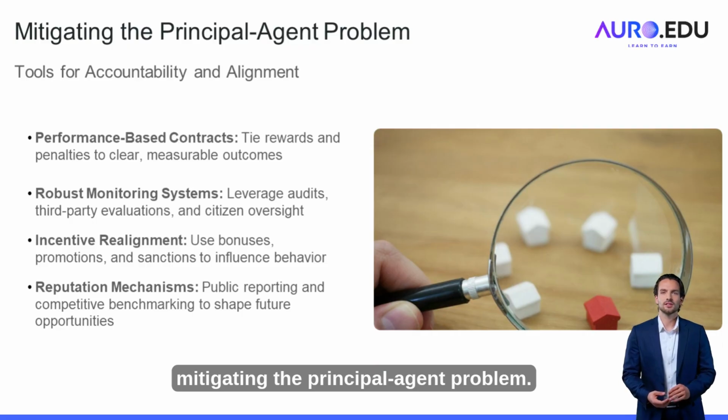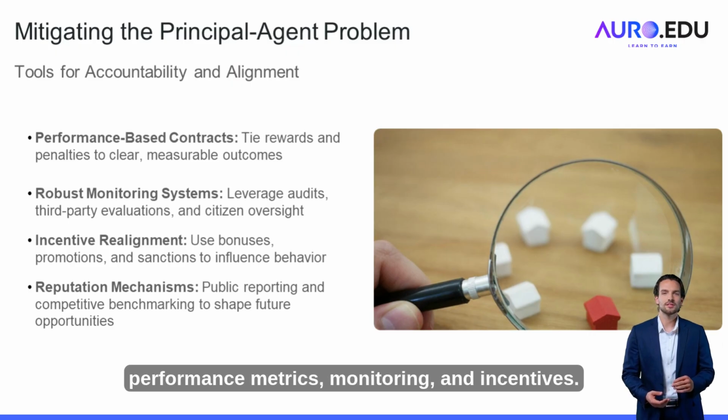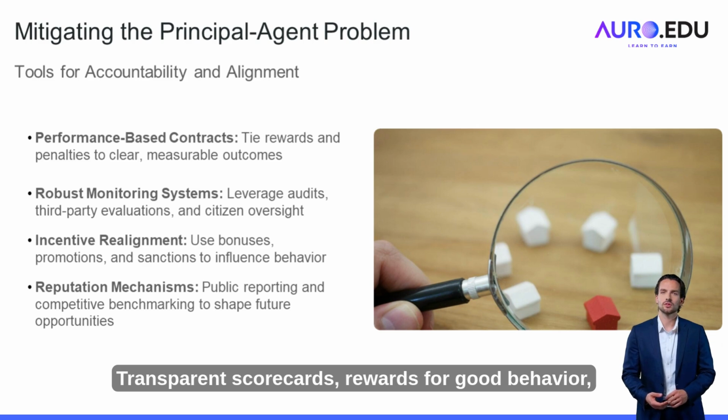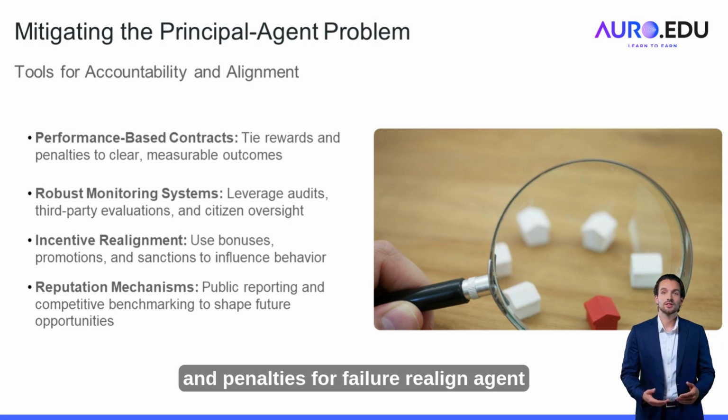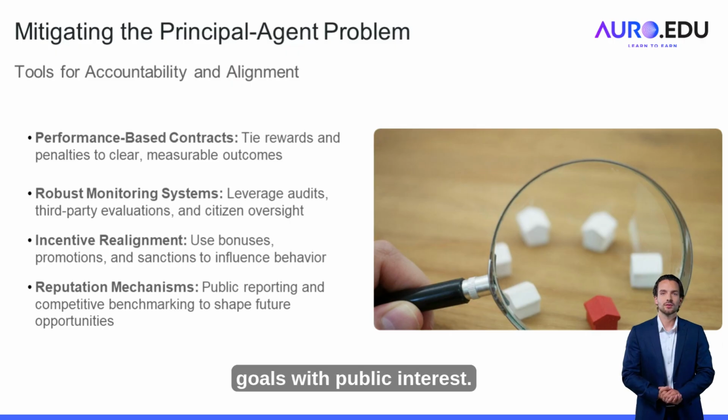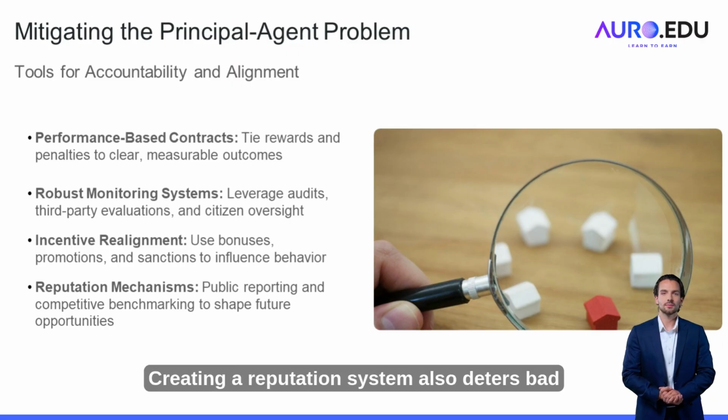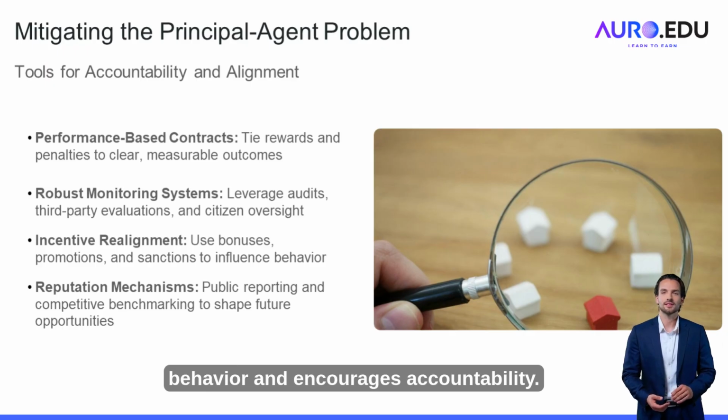Mitigating the principal-agent problem. We solve this issue with smart contracts, performance metrics, monitoring, and incentives. Transparent scorecards, rewards for good behavior, and penalties for failure realign agent goals with public interest. Creating a reputation system also deters bad behavior and encourages accountability.